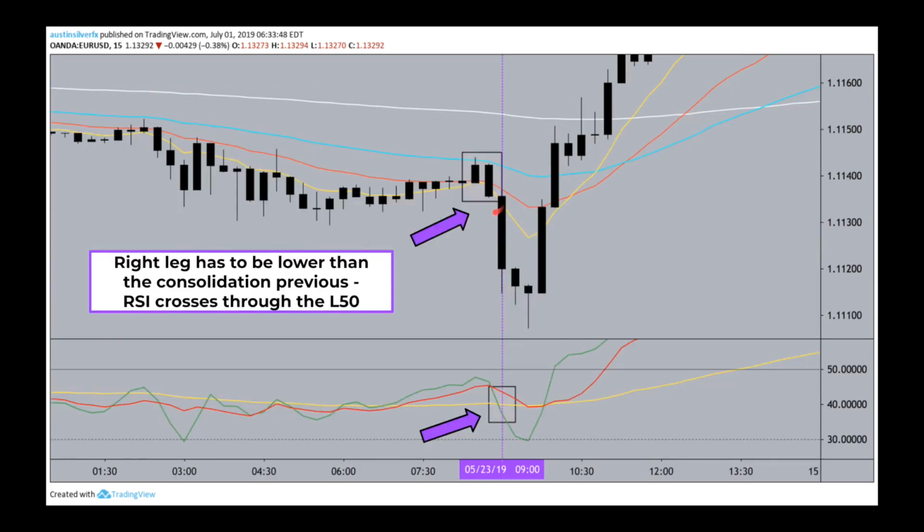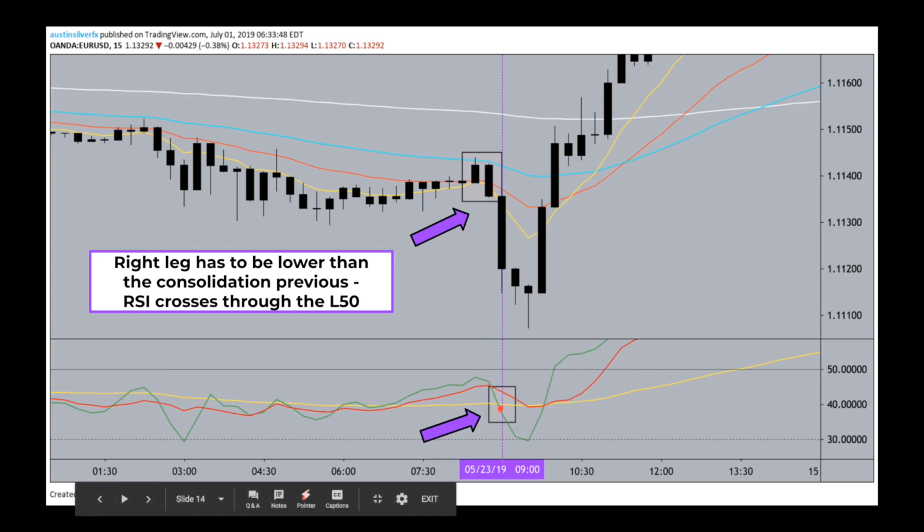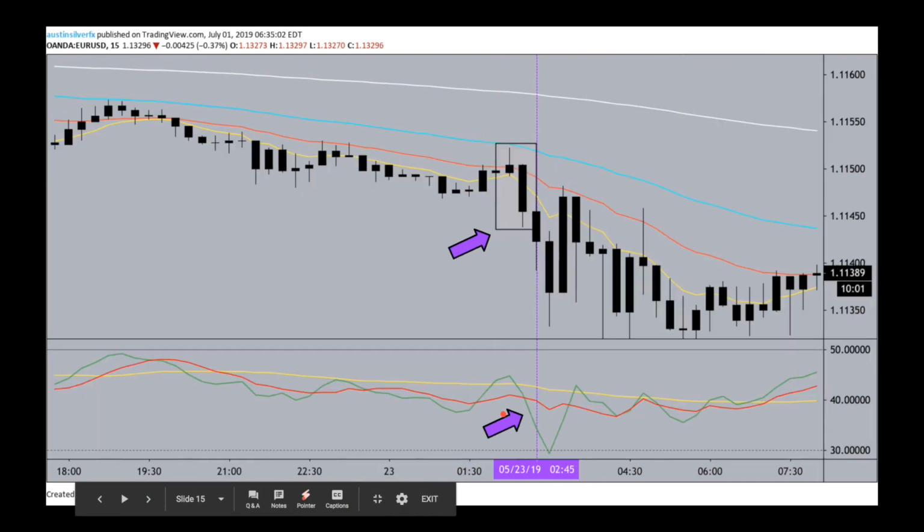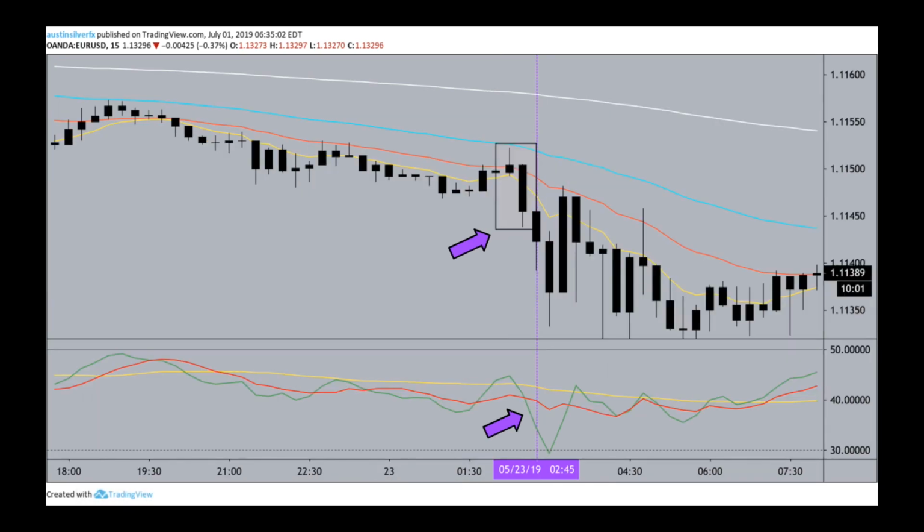Now, again, the short example, the right leg has to be lower than that previous consolidation, as it is here, coming through those solid EMAs, and again, it's confirmed on the TDI. You see, RSI decreases its value underneath the liquid 50 and underneath the trend line, and that's where we see the breakout there.